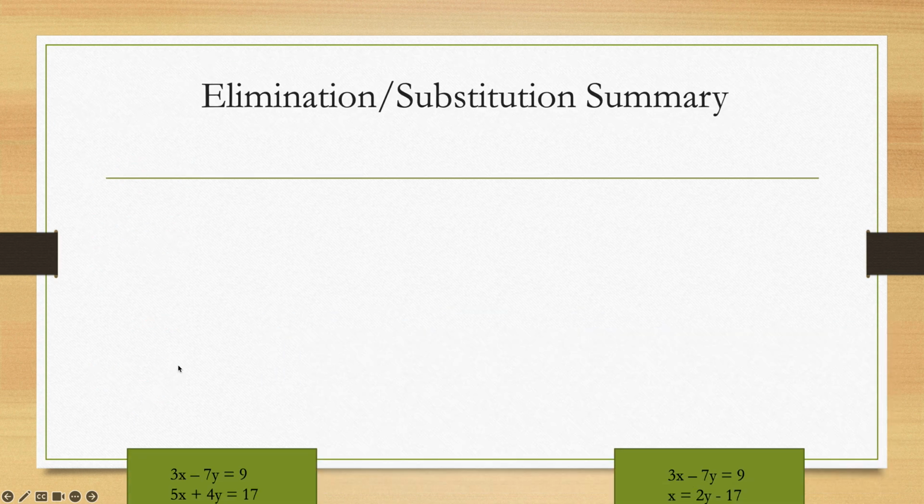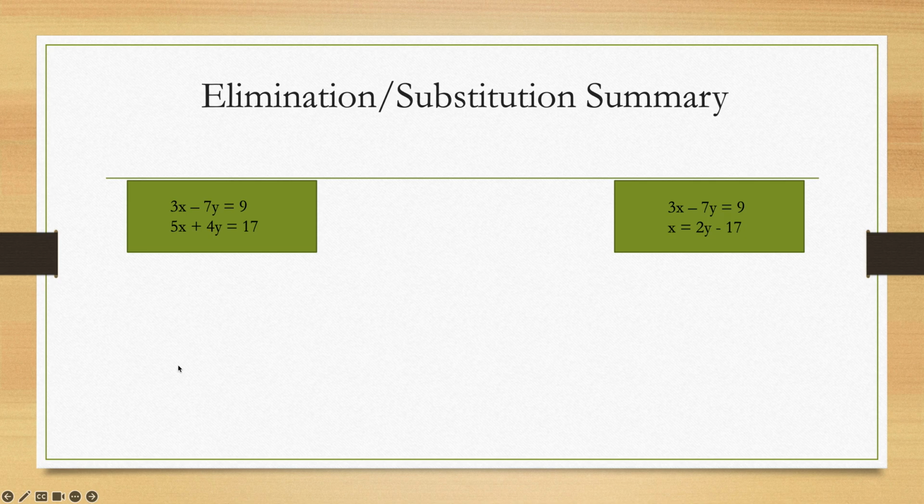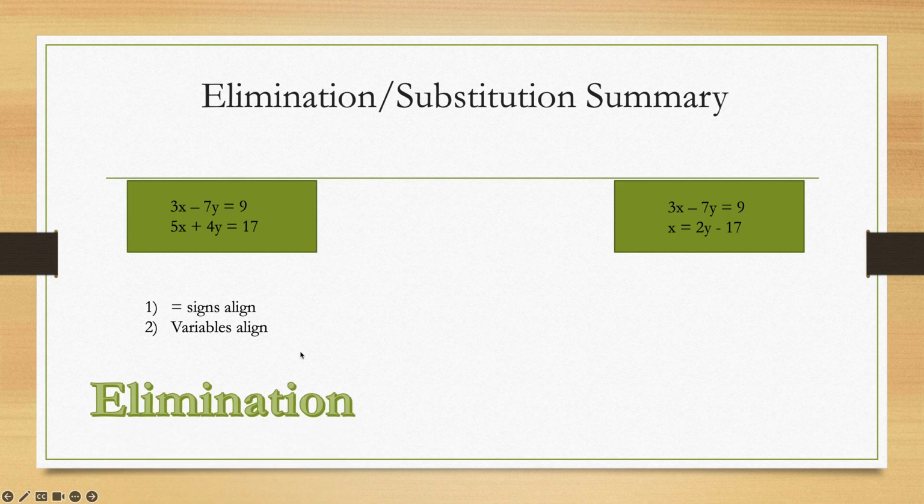Let's summarize when to use elimination and when to use substitution. Take a look at these two and determine which you would use substitution on and which you would use elimination on. Don't actually do them, just determine which is which. Okay, so in the first case, I would use elimination. Why? Because the X's align, the Y's align, the equals align, which is really the first key thing to note, and the numbers align. So that indicates to me elimination.